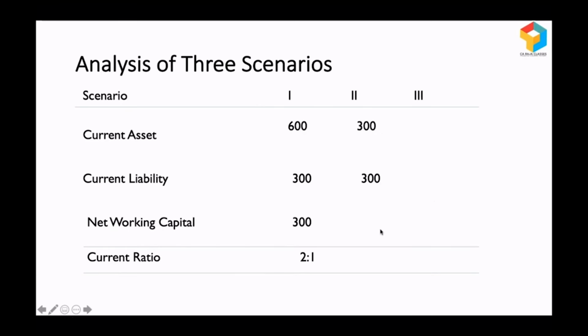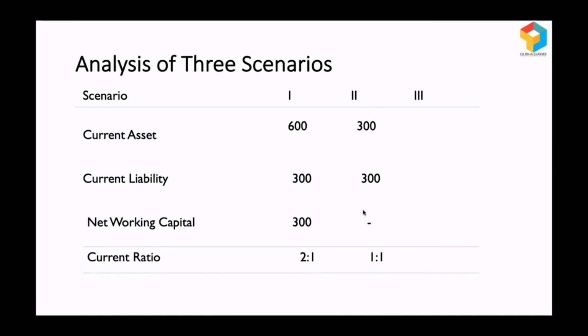Whereas in scenario 2, current assets are 300 and current liability is also 300, and if I calculate net working capital, which is current asset minus current liability, it's nothing. It means this entire current asset was created by current liability only. So there is no long-term fund contribution for creating this current asset. And if I calculate current ratio, 300 by 300, I get it as 1:1. It means for every 1 rupee of obligation, I have resources of 1 rupee, but not all times this 1 rupee resource will come for rescue. There will be some issues that you will understand when we go through quick ratio.